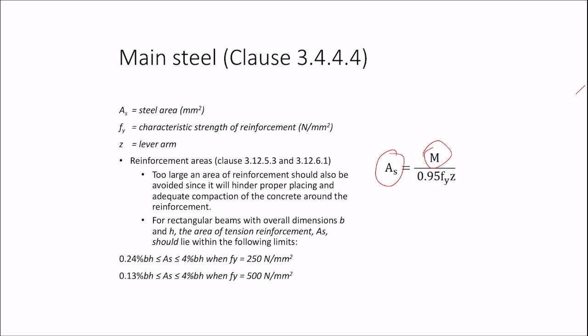Reinforcement clause eh. Too large an area of reinforcement should also be avoided since it will hinder proper placing and adequate compaction of the concrete around the reinforcement. For rectangular beam with overall dimension B and H, the area of tension reinforcement AS should lie within the following limits. So AS, limits dia inilah. So kalau FY dia 250, ini bukan 500, ini 460. Apa maksud dengan ayat di sini? Okay, maksudnya, for example, you have this kind of beam.